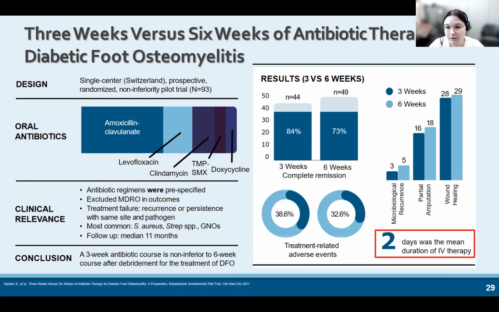The graph on the right shows the secondary outcomes, so there was no significant difference between the two groups for microbiological recurrence, partial amputation, or wound healing. Adverse events were also similar between the two groups. And overall, the median duration of IV antibiotics was only 2 days, and it was actually 1 day in the 3-week group and 3 days of IV therapy in the 6-week group. Therefore, a large majority of the treatment was done with oral antibiotics.